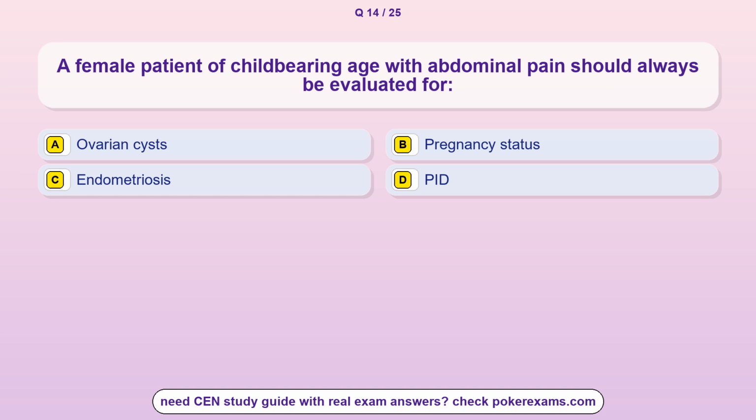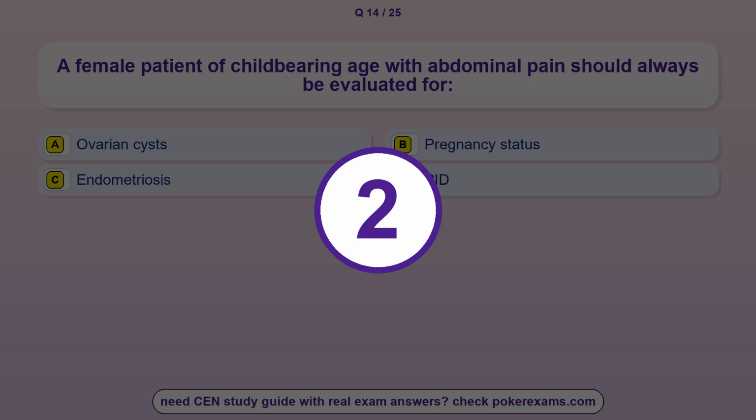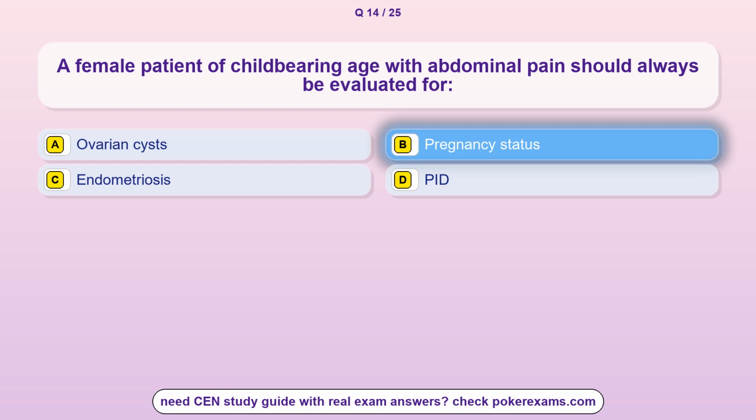Question 14. A female patient of childbearing age with abdominal pain should always be evaluated for option A, ovarian cysts, option B, pregnancy status, option C, endometriosis, option D, PID. The correct answer is option B, pregnancy status.